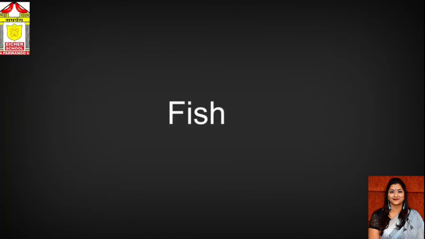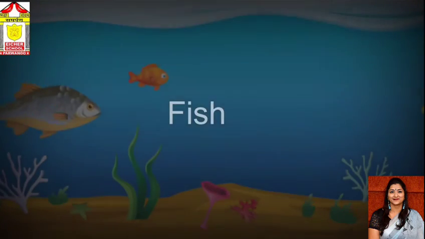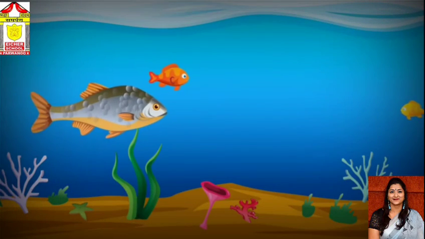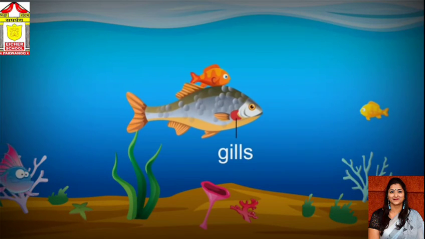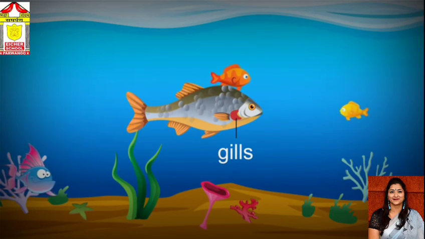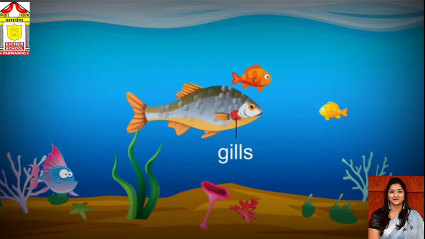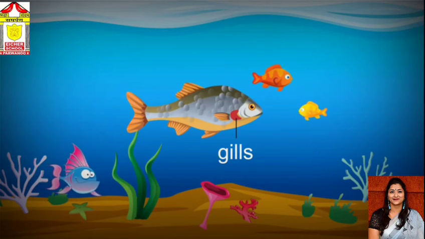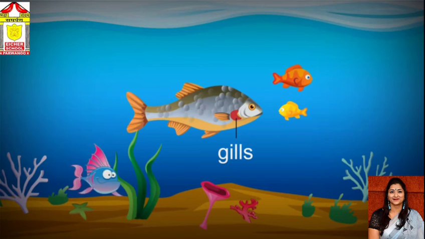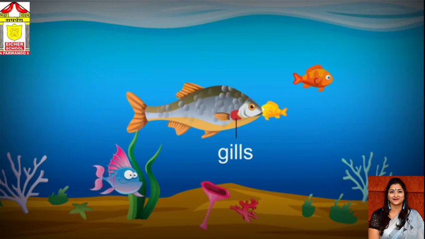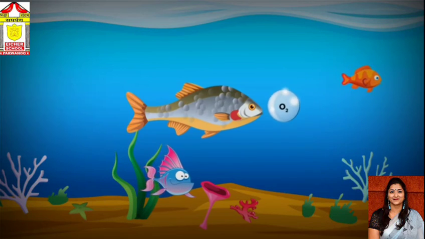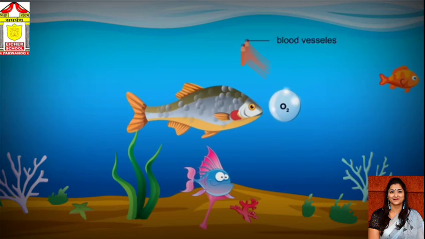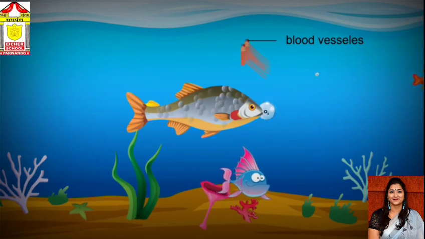Now, let us see breathing underwater. You have studied in class 6th that gills in fish help them to use oxygen dissolved in water. Gills are projections of the skin. You may wonder how gills help in breathing. Gills are well supplied with blood vessels for exchange of gases.